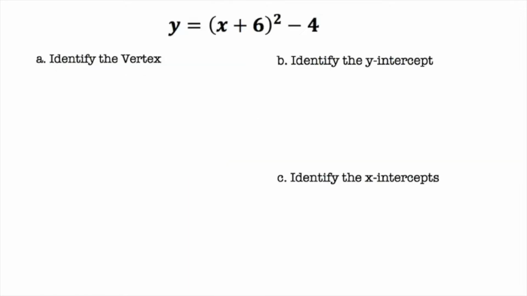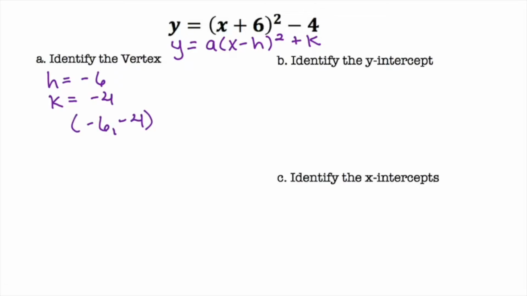All right, so let's take a look at a problem. We have y equals (x plus 6) quantity squared minus 4. First thing you have to do is remember the vertex form: y equals a times quantity x minus h squared plus k. Now we can identify the h and the k. This is plus 6, which means that h must be negative 6. And that's a minus 4, so that means the k is negative 4. So your vertex would be negative 6 comma negative 4, because remember, h and k are x and y.